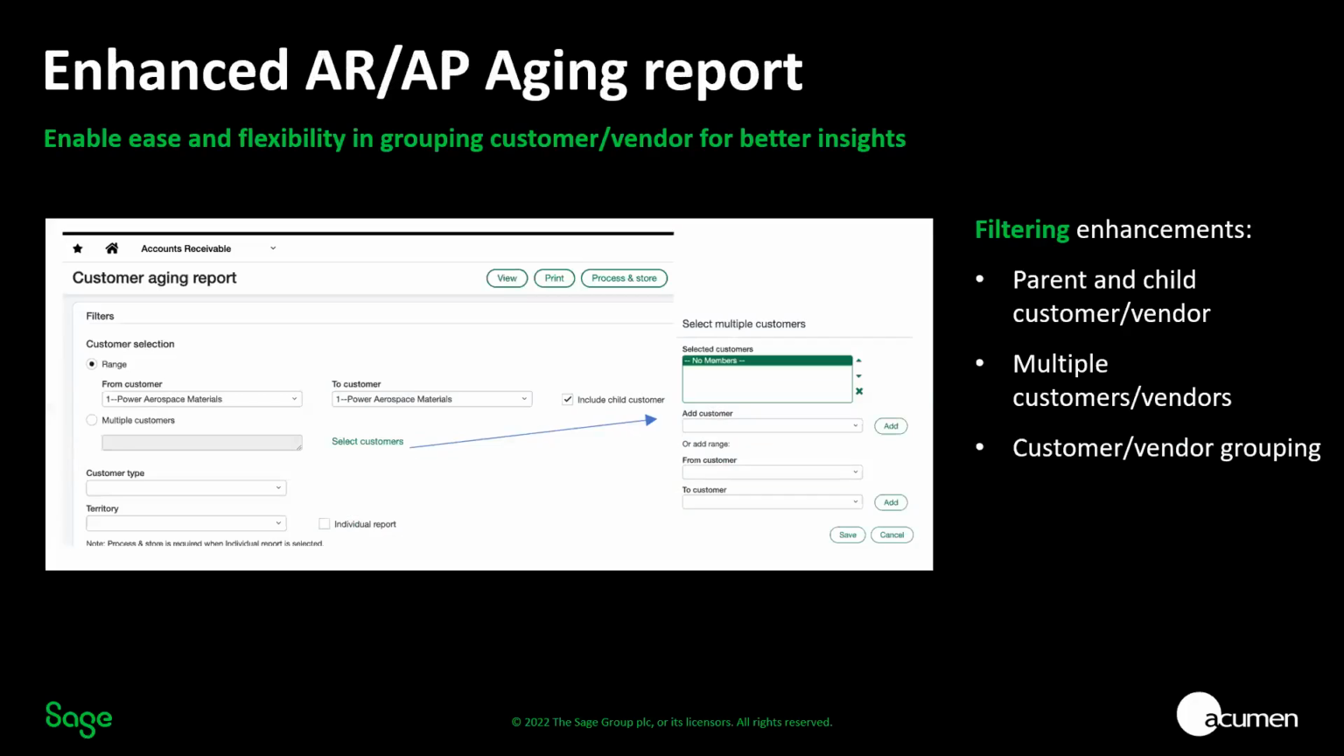Enhancements to the AR and AP aging report. So release 4 introduced a new report filter on both of these reports, where I can go in and select both child and or vendor parent customers into this report. And so you can run it for multiple customers and vendors, or multiple ranges if you want to. So if your vendors are grouped a certain way or your customers are grouped a certain way, you're able to build those groups and then run the reports to segregate out that data and pull the right information for you. So you don't have to dump it out to Excel and do any kind of massaging of it there.